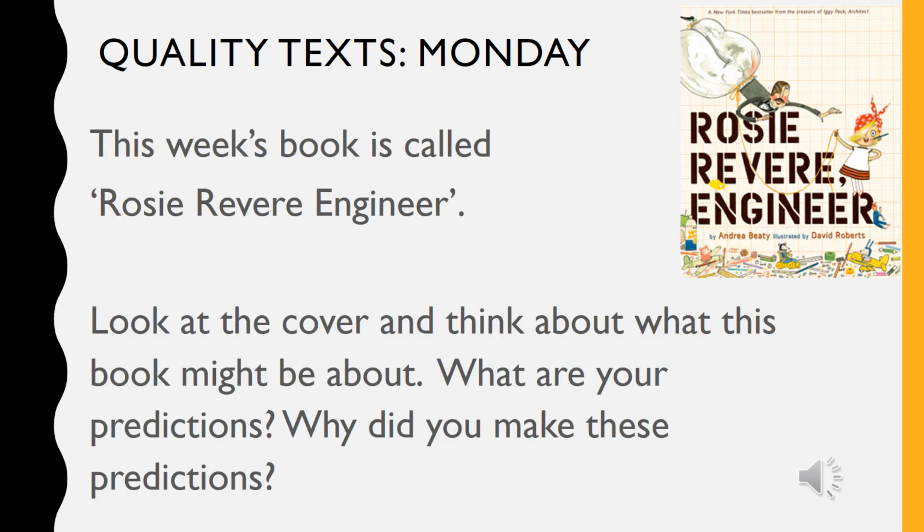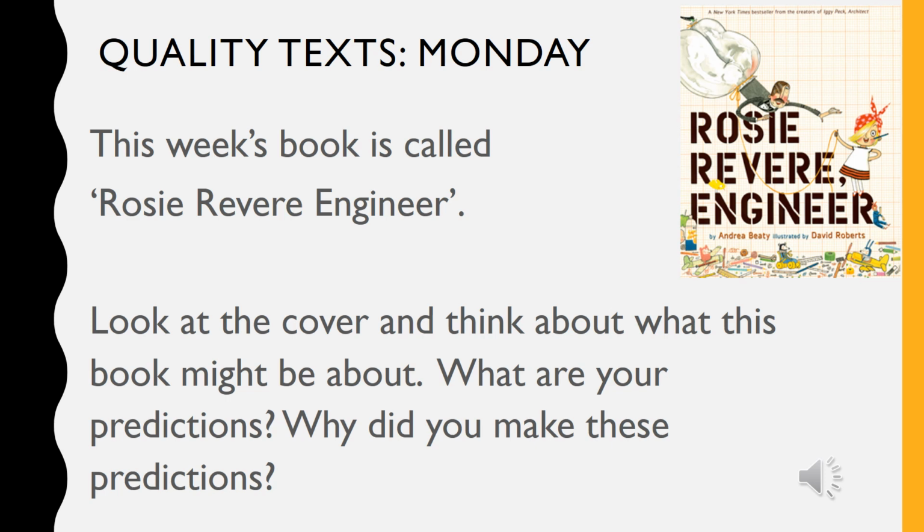This week's book is called Rosie Revere, Engineer. Have a look at the front cover and think about what you think this book might be about. Let's have a look at the title and illustrations. Who is Rosie? Why is the man on the cover floating? What does the word engineer mean? We know engineer is someone who makes or designs engines and machines. So what do you think Rosie enjoys doing if she's called Rosie Revere, Engineer?